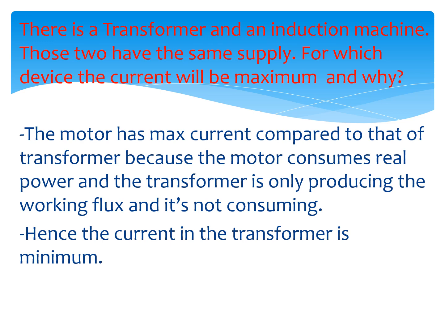There is a transformer and an induction motor. Those two have the same supply. For which device will the current be maximum and why? The motor has maximum current compared to that of the transformer because the motor consumes real power and the transformer is only producing the working flux and is not consuming. Hence the current in the transformer is minimum.